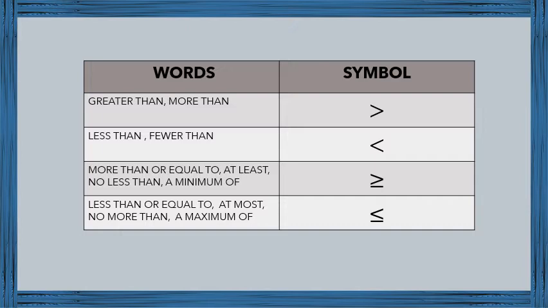And these are the words translating into symbol. Greater than, more than, and this is the symbol. Less than, fewer than, this is the symbol. More than or equal to, at least, no less than, a minimum of, this is the symbol. Less than or equal to, at most, no more than, a maximum of, this is the symbol.